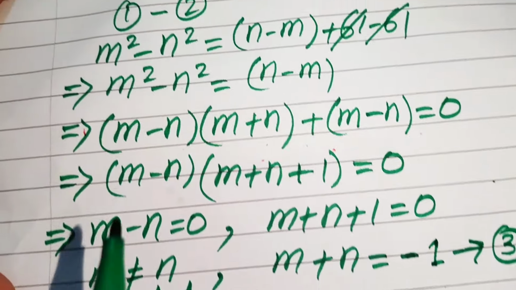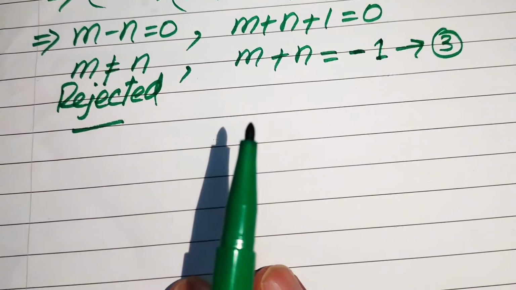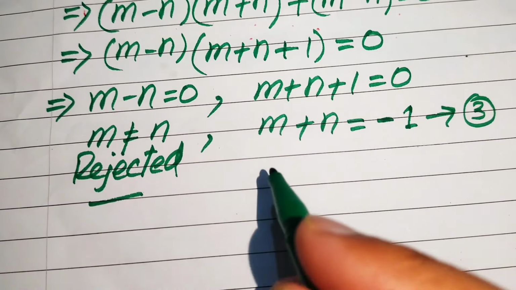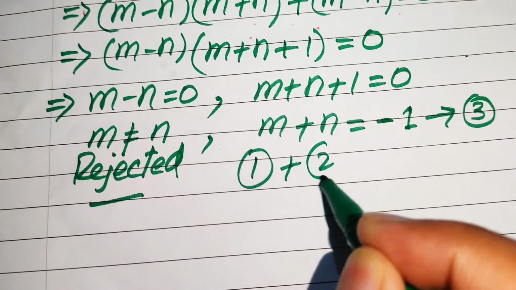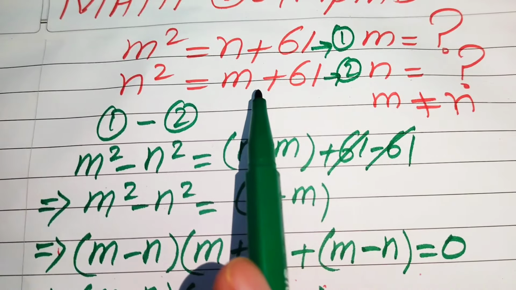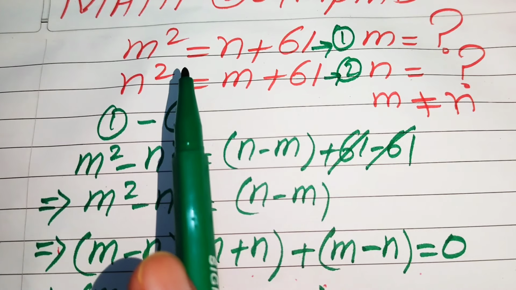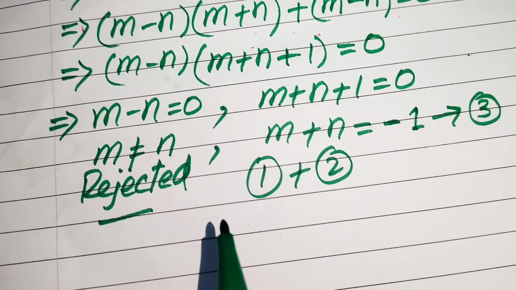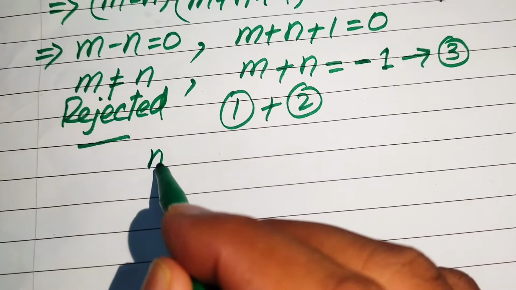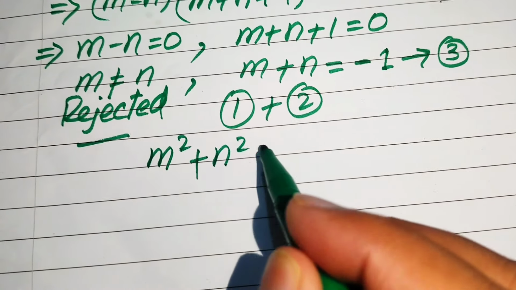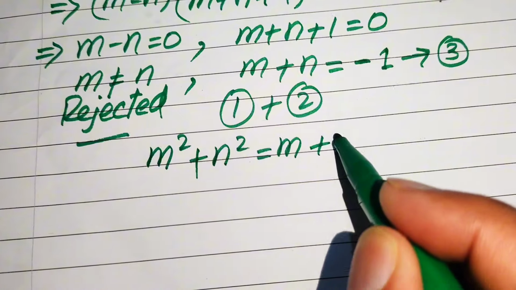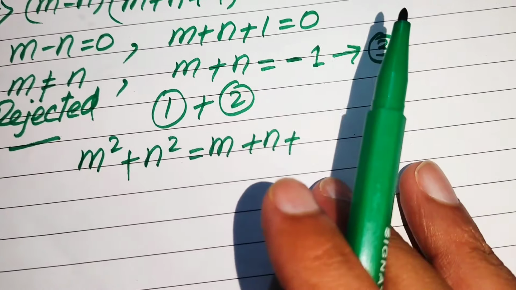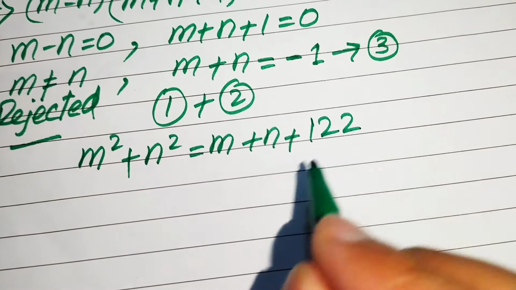Now first we subtracted equation number 1 by equation number 2, and now it's time to add equation number 1 and equation number 2. When we add these two equations, the left hand side is added to the left hand side and the right hand side to the right hand side. It will be written in this form: m square plus n square equals m plus n plus, when we add 61 and 61, we get 122.